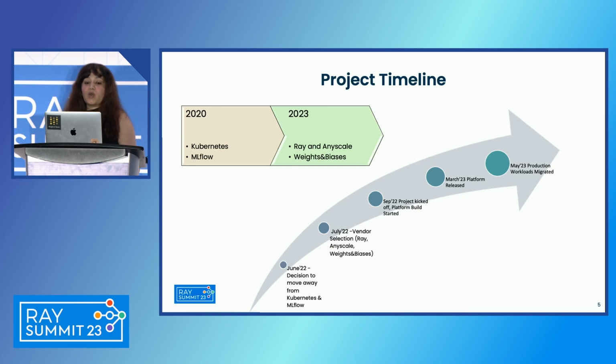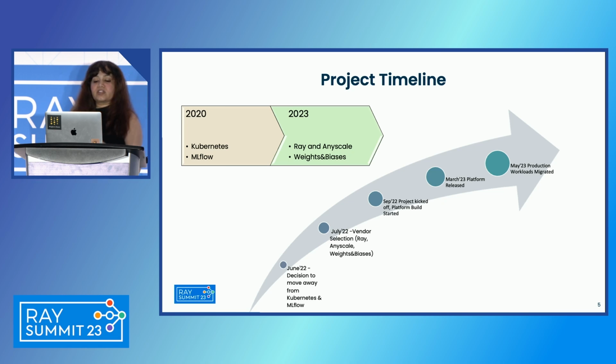So last year, we decided to uplift our platform. And we wanted to move away from Kubernetes. Being a small team, we had limited resources and limited time to manage Kubernetes. So we decided to move away from Kubernetes and adopt Ray and Anyscale. At the same time, we replaced MLflow with Weights and Biases as our model storage solution.